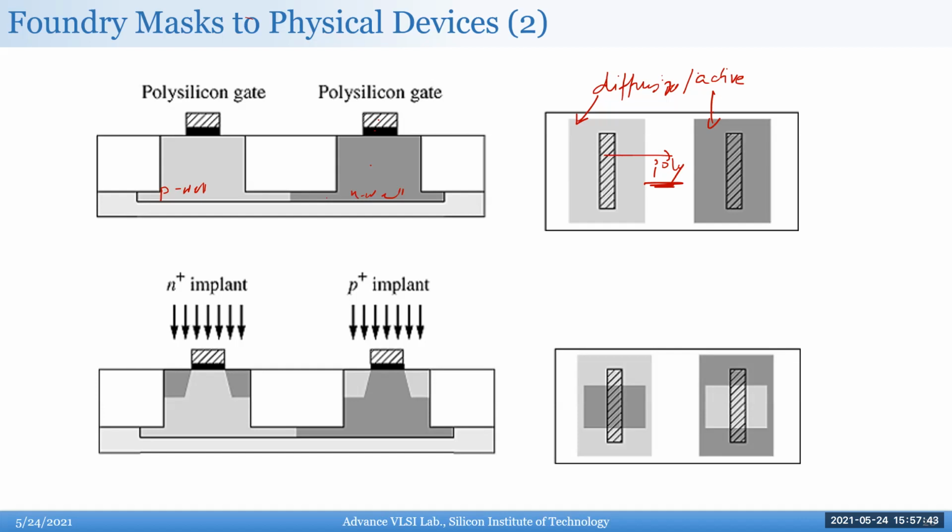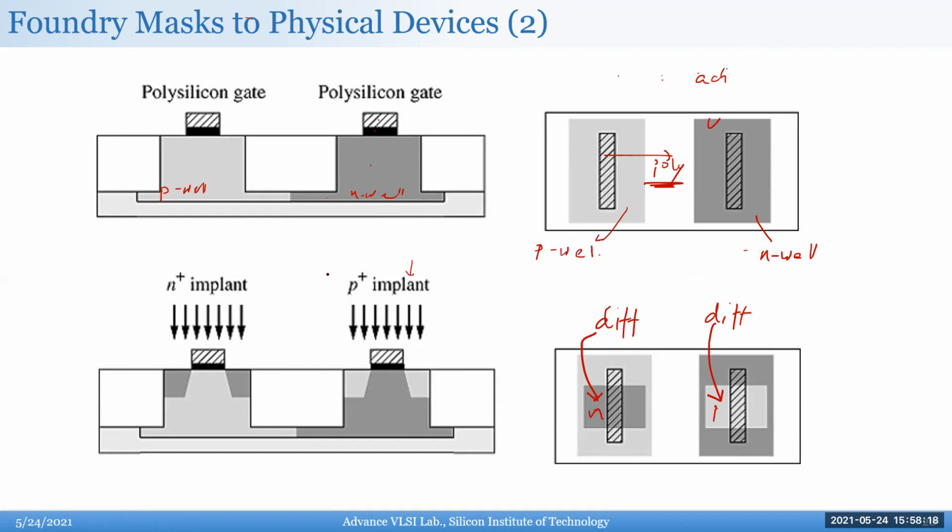So to do the P plus and the N plus implant, which mask should I use? Sorry, it's a mistake. One second, just let me correct this. They look so similar. This is your diffusion mask. So this is an N-type diffusion. This is a P-type diffusion. This is P-type. This is N-type. Okay. And this is obviously your N-well. And this is your P-well.